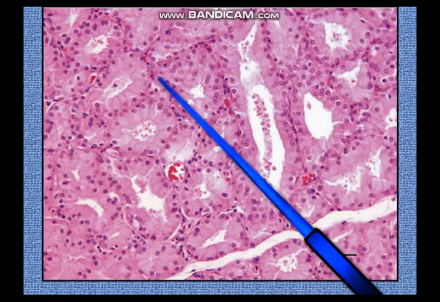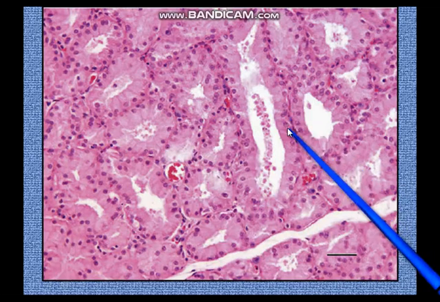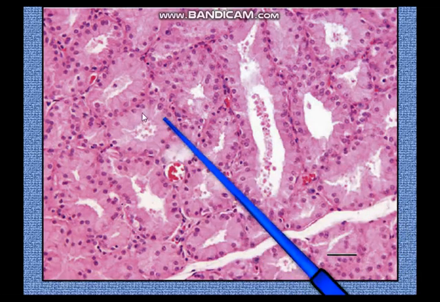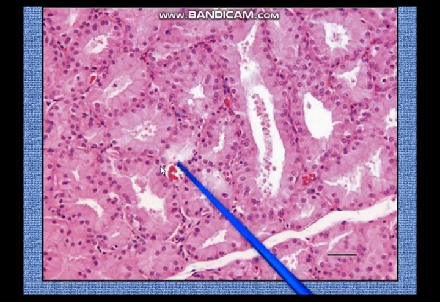Now here you have a histological detail of the lacrimal gland, the tubuloacinar system. You can see the sections of the acini over here, and the sections of the duct here, and the blood vessels over here.